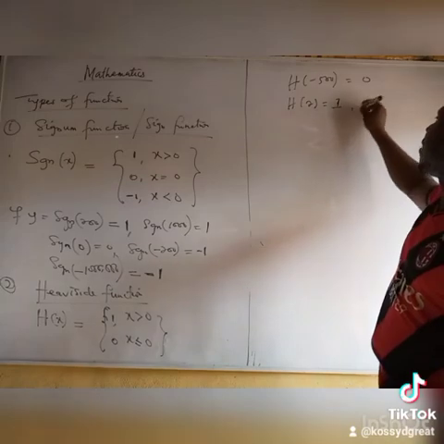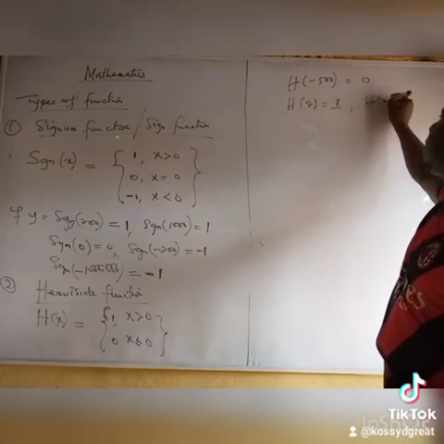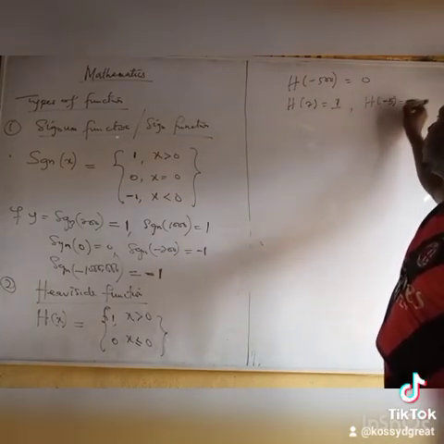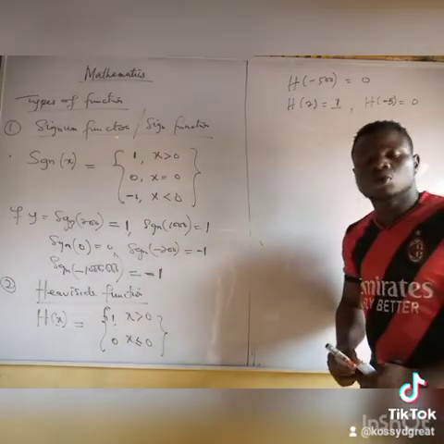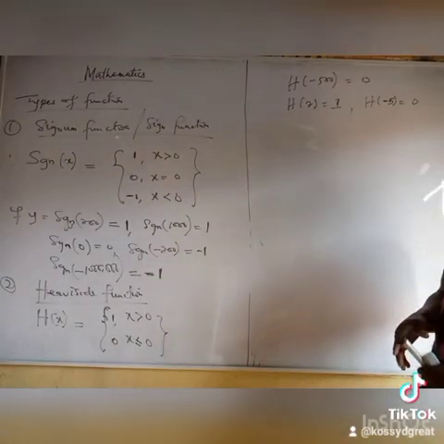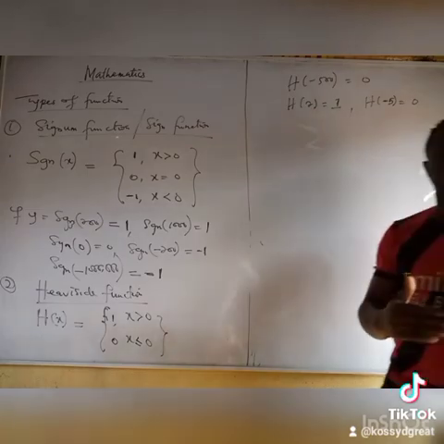Then the Heaviside of minus 5 is equal to 0. So you can see in this case that the Heaviside can only operate on 1 and 0.